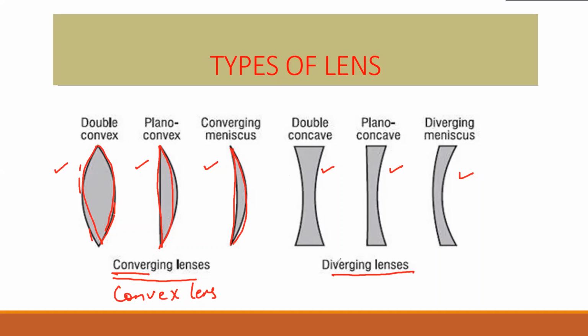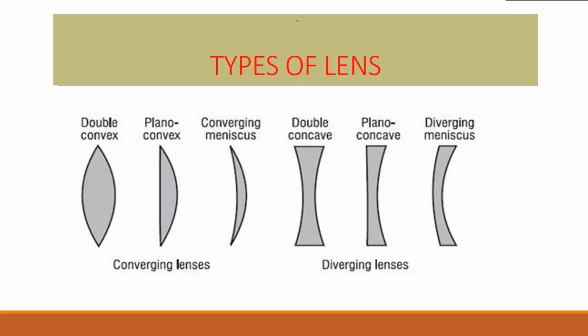Then double concave. Using the first few letters, diverging. Diverging means concave here. Concave lens is called diverging lens. And convex lens, the other name is converging. So concave lens, or diverging lens, is also of 3 types. Double concave, plano. Plano means one side is plane and one side is concave. Diverging meniscus. So these are the different types of lenses.